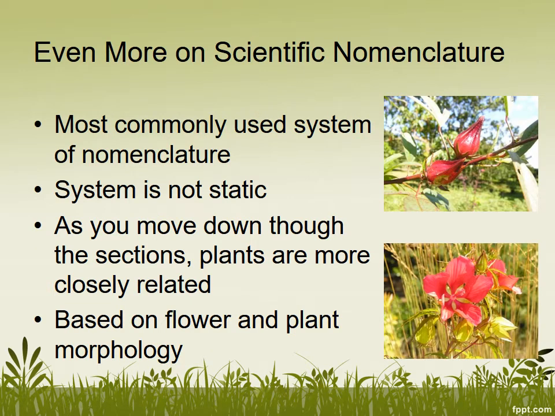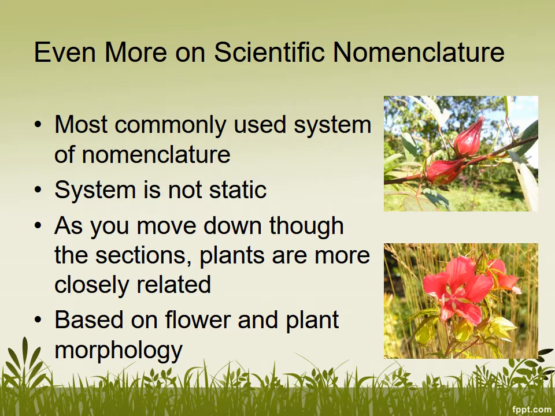So when it comes to scientific nomenclature, a couple points to remember. This is the most commonly used system of nomenclature. Like I said earlier, it avoids a lot of the problems with common names because 10 different people may have 10 totally different common names for the exact same plant. If we assign every plant one specific name that every scientist in the world understands and goes by, it makes communication a lot easier. The system is not static. Every once in a while they'll change the names of species, families, just to make it a little bit more confusing, it seems like. As you move down through the different sections, the plants are more closely related.